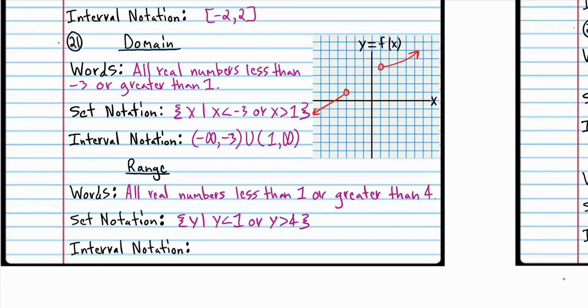Okay, in interval notation, we use negative infinity and then 1, and we have open dots there, so we're going to use a parenthesis on the 1, and then a union symbol, which means or, and then 4 comma positive infinity. We have an open dot up here, so we need a parenthesis there.